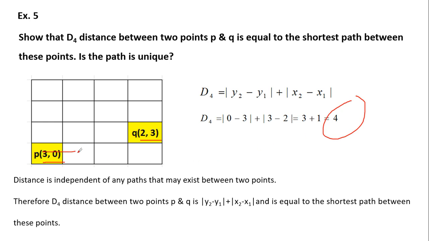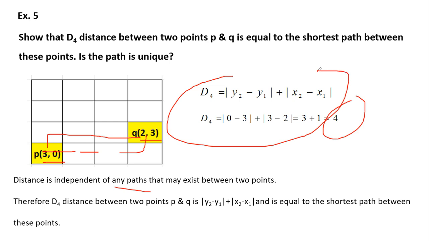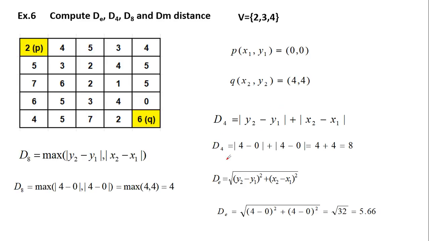Now for 1, 2, 3 and 4. In this way we can go by this path, or 1, 2, 3, 4. We can go directly by this path also. So the distance is independent of any path that may exist between the 2 points. Therefore either we follow this path or that path, but it is directly calculated based on the coordinate values. Therefore the D4 distance between the 2 points is equal to the shortest path between these 2 points. We can check that multiple paths can be possible, but when we apply the formula, we are getting the shortest distance because it is not following any paths. It is directly calculated with the coordinate values.